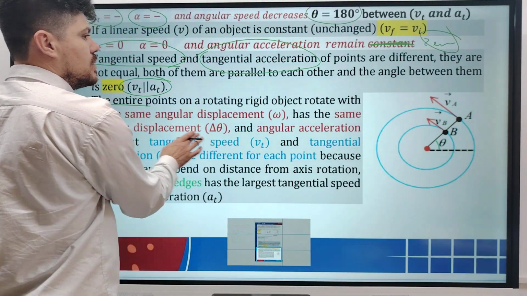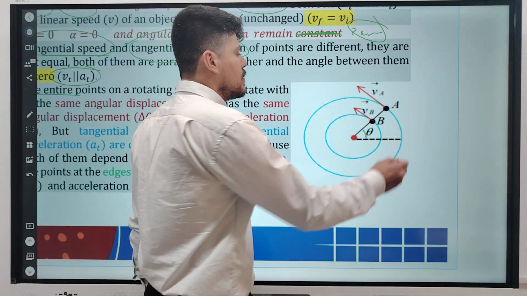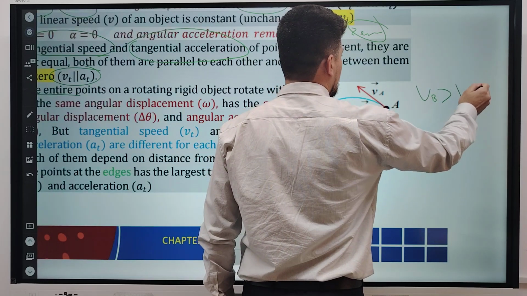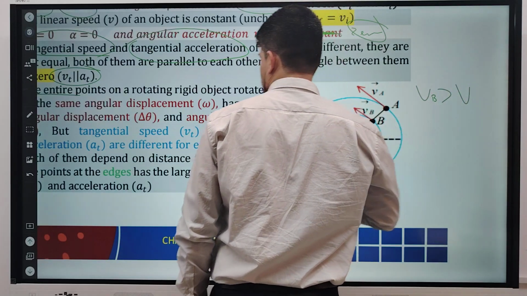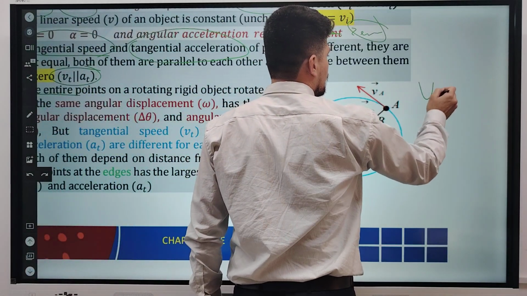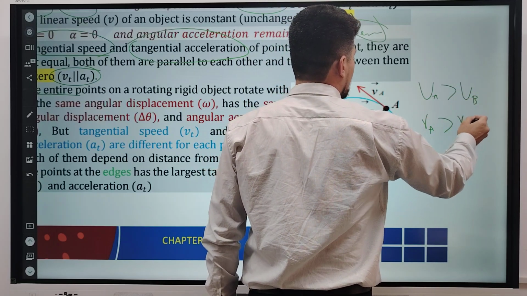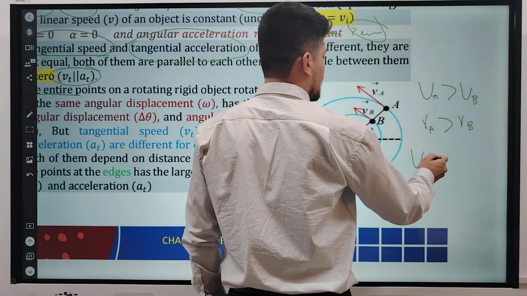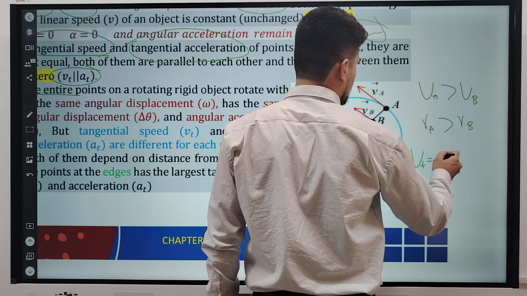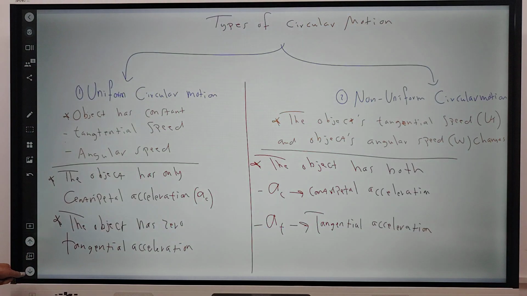As you can see in this figure, which one is bigger, VA or VB? Absolutely VA. Why is VA bigger than VB? Because RA is bigger than RB. They have the same angular speed, so VT is equal to omega r.